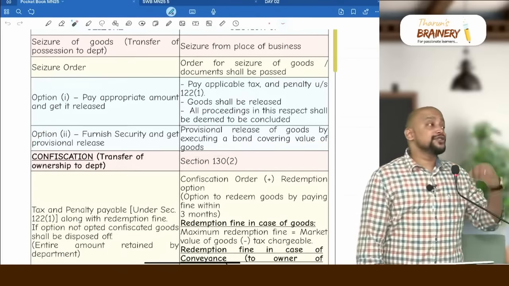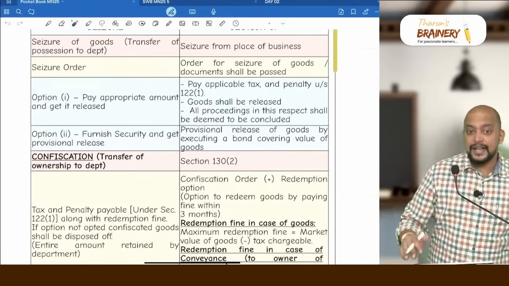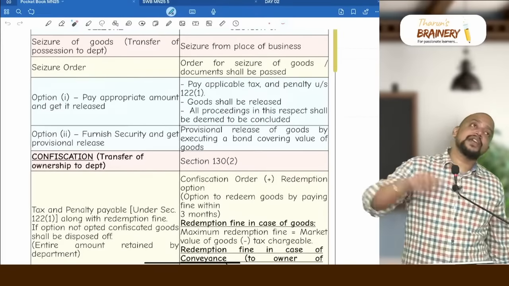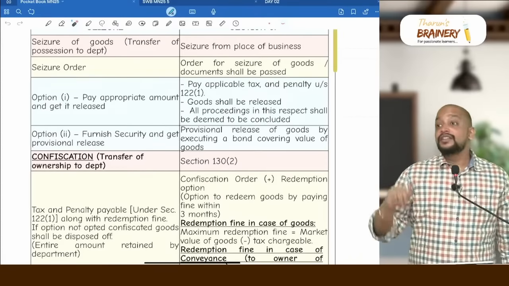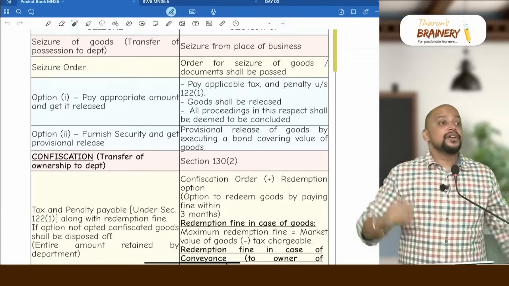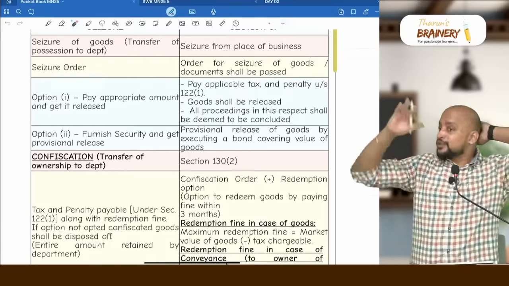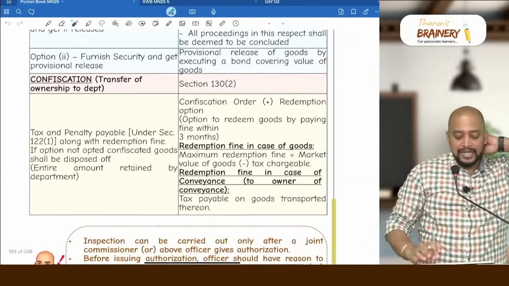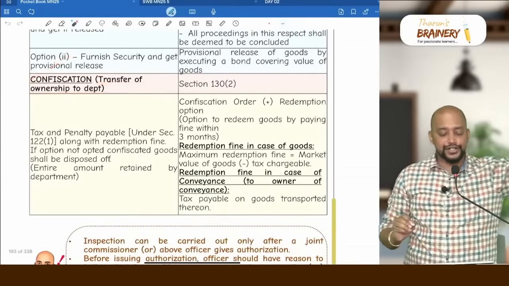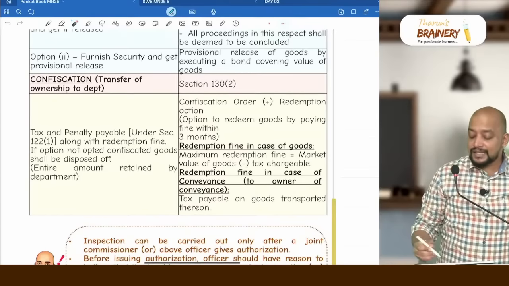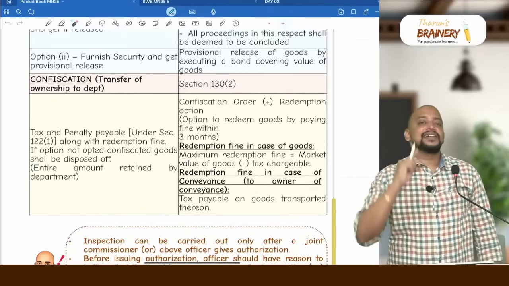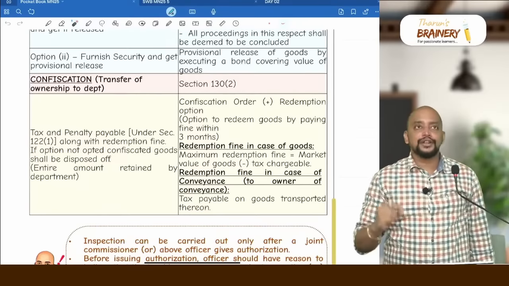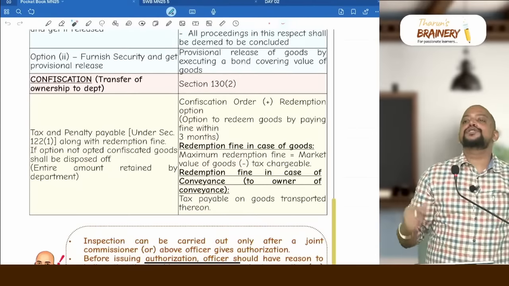If neither of these two options is exercised by the person from whom goods were seized, then in that case a confiscation order will be passed by the department. The moment the confiscation order is passed, the ownership also will go to the department. So far the possession is with the department, now the ownership also will go to the department. That is about confiscation, transfer of ownership to the department. Now they will pass a confiscation order, and yet there is one more option given, called the redemption option. The redemption option is to pay the redemption fine so that the goods will be released.